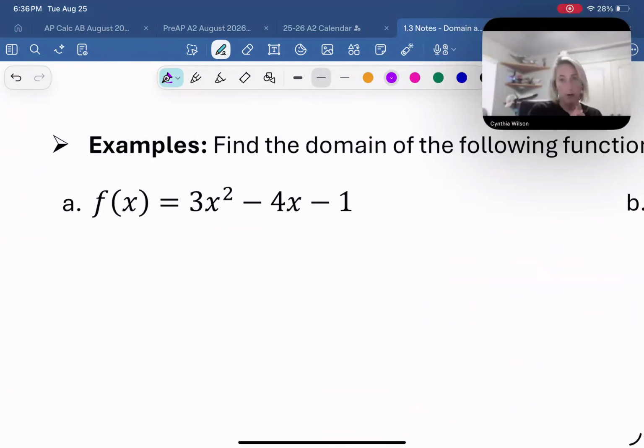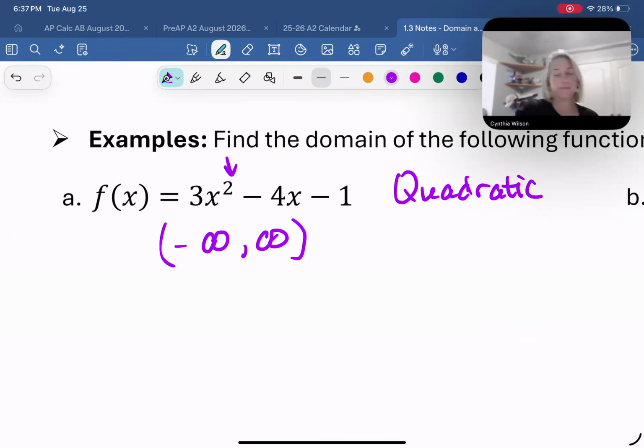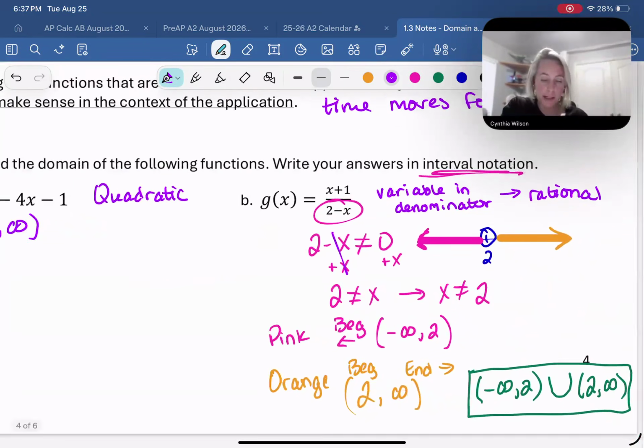All right. So example A here. I don't have a radical. I don't even have a denominator. That has a domain of negative infinity to positive infinity. That means there's nothing that's left out. Okay, by the way, this is called a quadratic. We talked about it last week. Highest exponent is a 2. We already did that super fun example B.